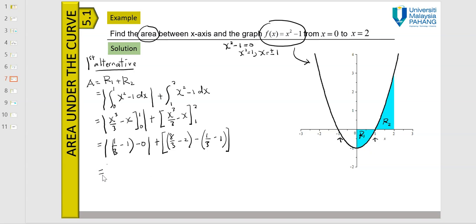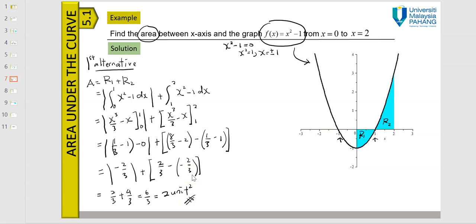So 1 over 3 minus 1, you should have negative 2 over 3 here. Then plus 8 over 3 minus 2, so you should have 2 over 3. And then here you should have minus 2 over 3. So we open the bracket here, so we have 2 over 3 and then plus 2 over 3 plus 2 over 3, you should have 4 over 3. So it gives you 6 over 3, or simplified, you should get 2 unit squared. Okay, so this is your solution if we use the first alternative.